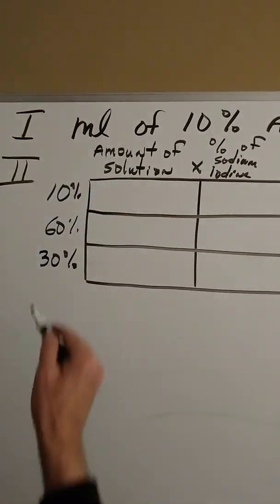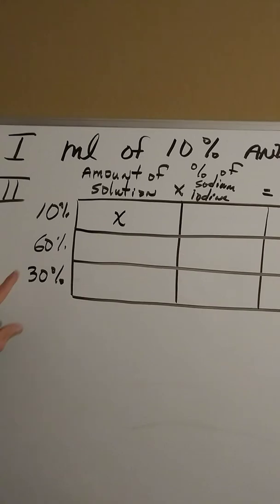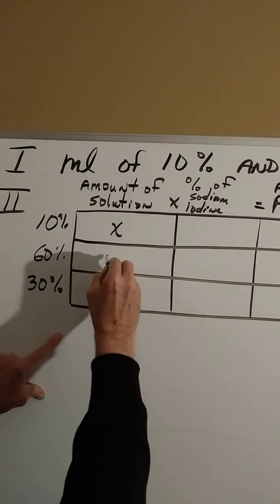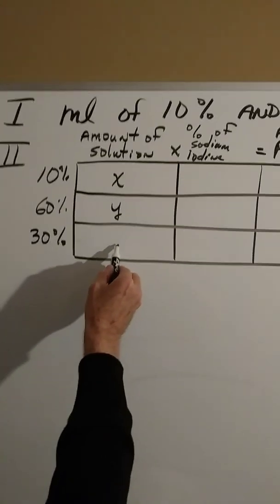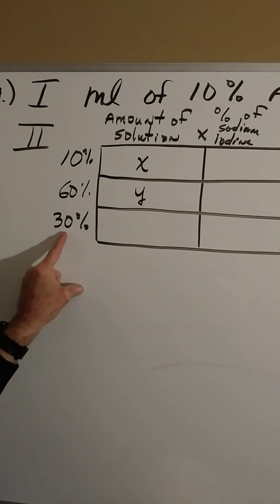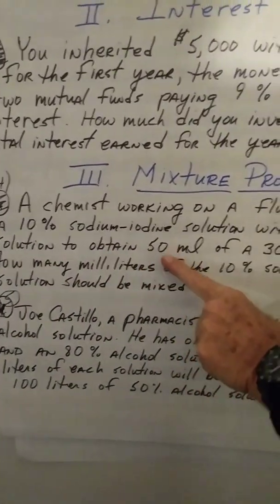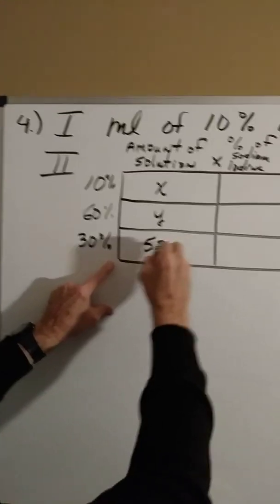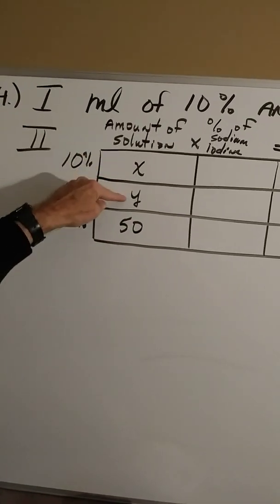What amount of solution is going to come from the 10%? We don't know. They're asking us to find that. We'll give it an X. How about the amount in the 60%? We don't know that. We'll give it a Y. But we do know how many milliliters of sodium iodine that the chemist is going to need at 30%. Back over here, he needs to obtain 50 milliliters of a 30%. So we know that total, he needs 50. Roses, carnations, 20. Adult, children, 800, etc. There's equation 1.